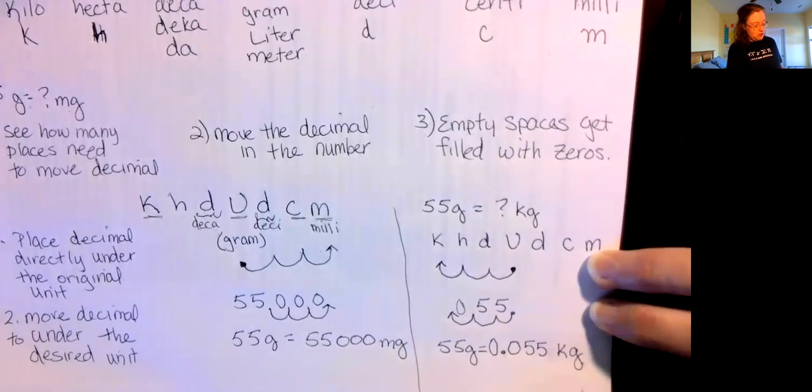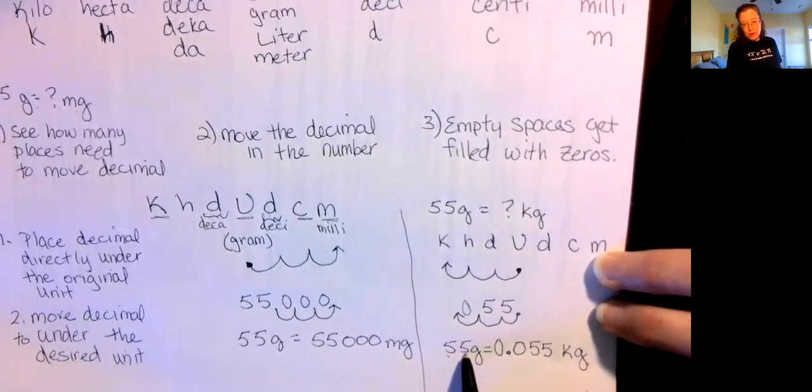They both have 2 significant figures. The 2 5s are both significant figures. These 2 5s are both significant figures. The zeros in front are just placeholders.